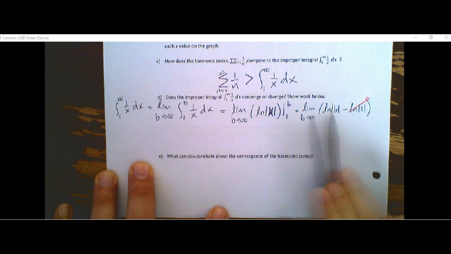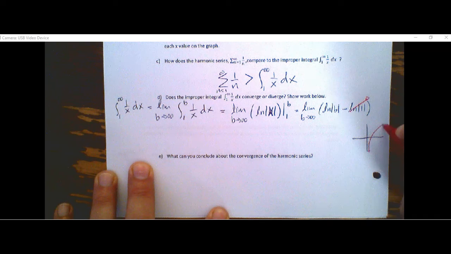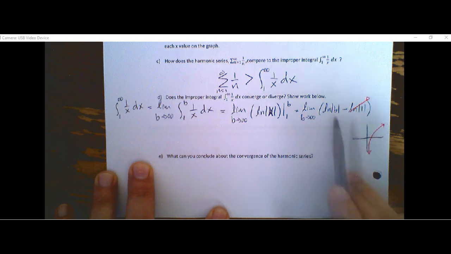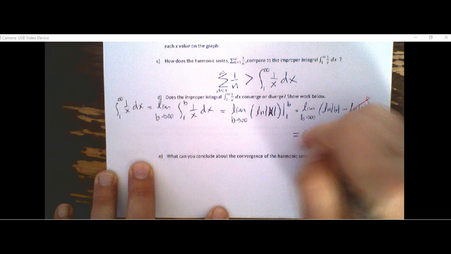And the limit as b goes to infinity of the natural log of b, well, you can see that the natural log curve, recall, looks like this. So as b goes to infinity, so does the y coordinate. Therefore, this is infinitely large.